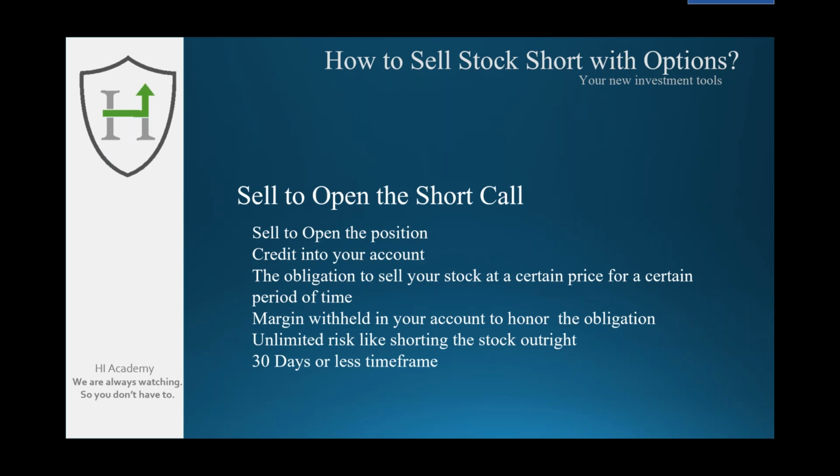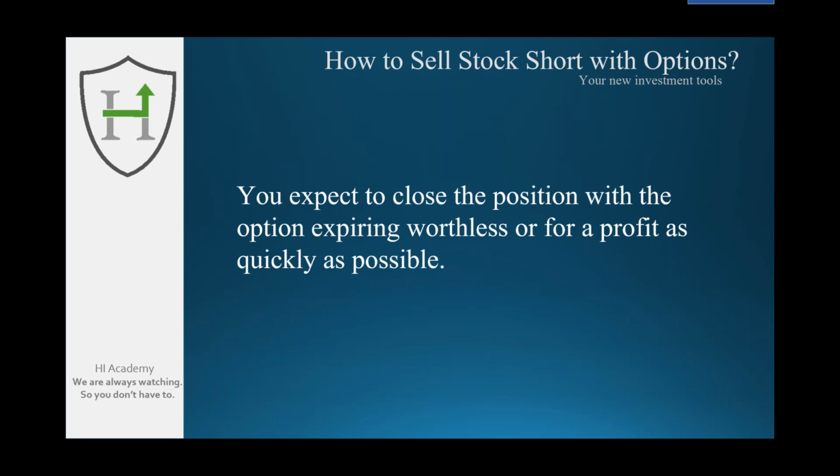The key here is you have unlimited risk, like shorting the stock outright. I'm going to explain that to you in a minute. And typically when you want to use an option, you're looking for as short a time frame as possible. 30 days or less is the general rule. You want this trend to stay intact until this position either expires worthless, so you get to keep that credit that you sold it for, or so you can close it down, buy it back for a profit.